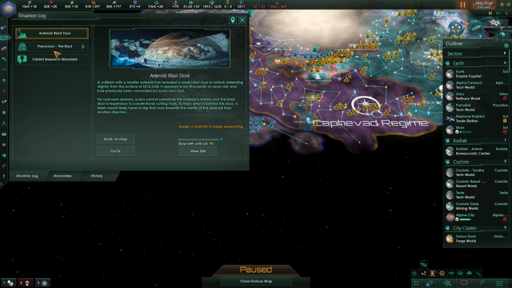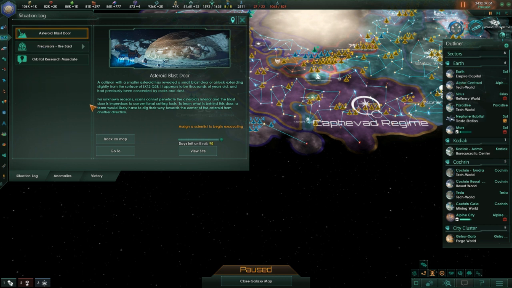So the situation log is any type of quest you currently have going on. Like this one, Asteroid Blast Doors. It tells you all about this little thing. And if you're like, where the heck is this? This little symbol here means it's an archaeology site. Okay, that's cool. Where in the world is this thing?